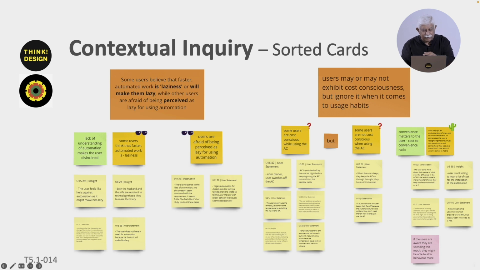Similarly, another statement that they got is that users may or may not exhibit cost consciousness, but ignore it when it comes to usage habits. So they noticed that while they're talking about it, they're conscious of the cost, but while using it, not so much. Again, all these are inferences from the conversations they've had with the users.